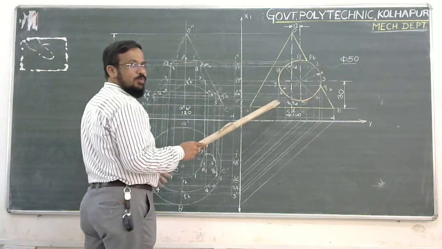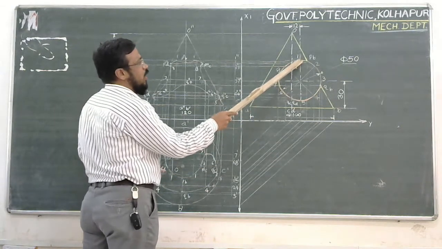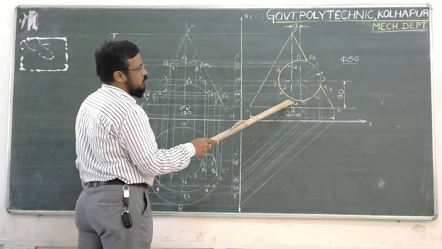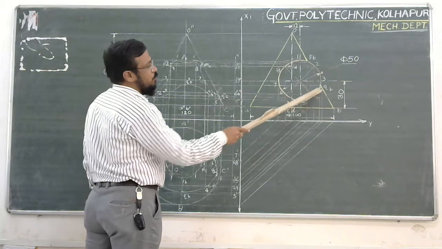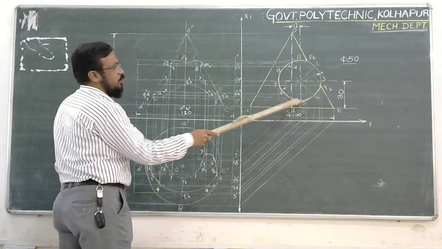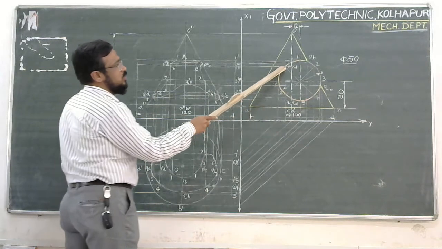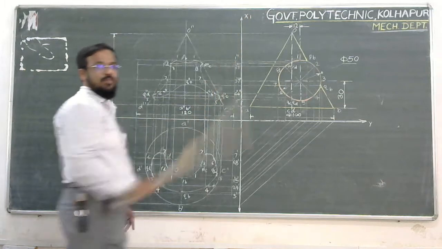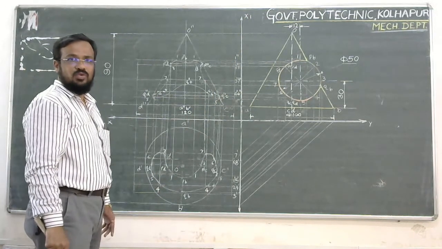The sequence of joining the points is like this: PB to 1, 1 to PC, PC to 8, then 8 to 7, 7 to 6, 6 to QC, QC to 5, 5 to 4, 4 to QB. Again coming back, QB to 4, 4 to 5, 5 to QB, QB to 6, 6 to 7, 7 to 8, 8 to PD, then to 1, then to PB. So this is the way in which we have.